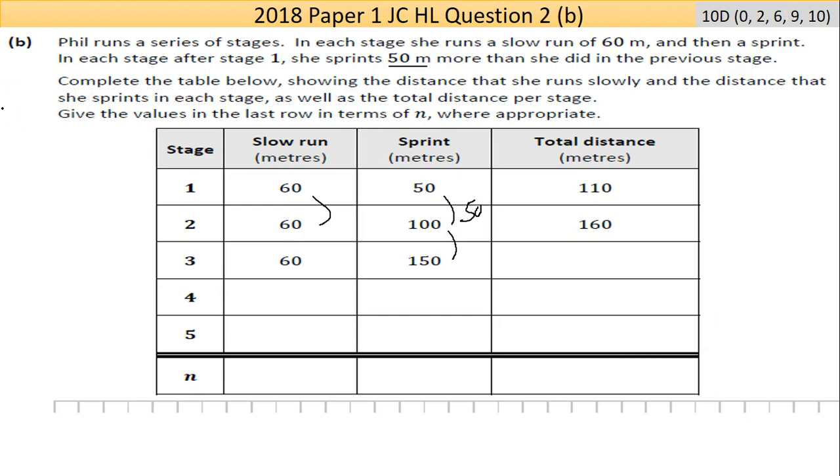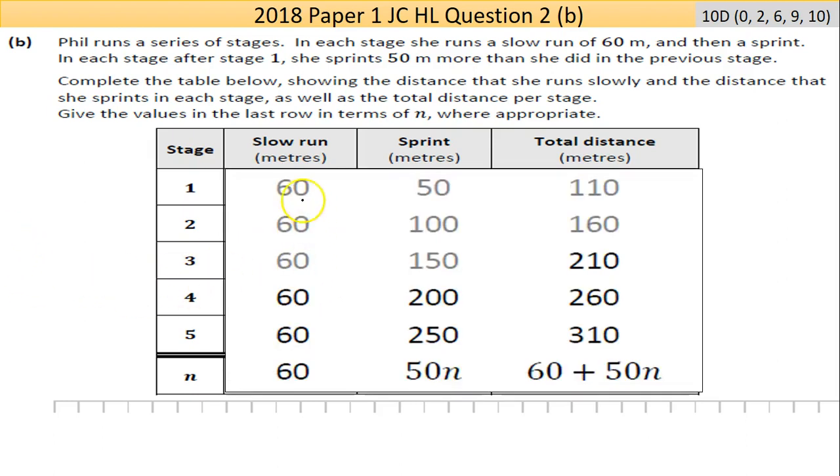Complete the table below showing the distance that she runs slowly and the distance that she sprints in each stage, as well as the total distance per stage. Give the values in the last row in terms of n, so in a general sense, where appropriate. I'm just going to go straight to the answer because it's hard to write with this thing. So we had there the first rows: 60, 50, 110; 60, 100, 160. That's where it stops, what they've given you in the original question.